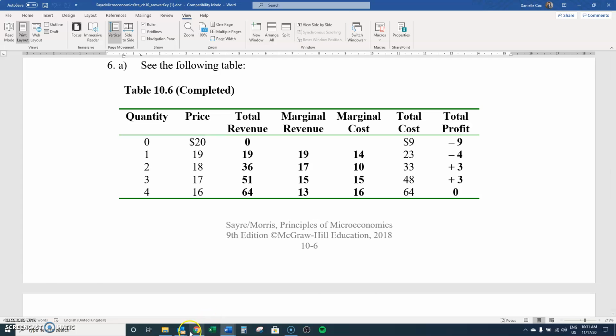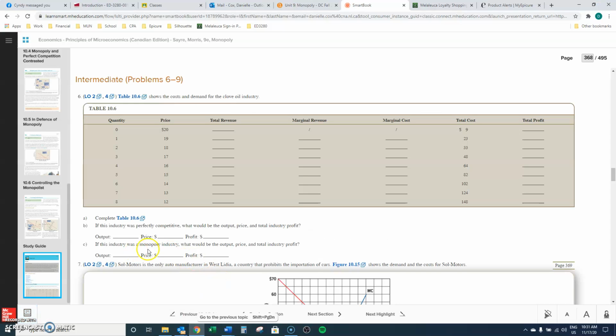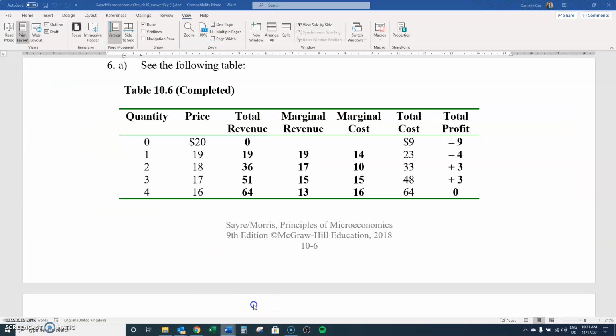Then it asks if this were a monopoly industry, with the same information. So if it were a monopoly industry, it would be where marginal cost is equal to marginal revenue. So again, you would just look at your marginal revenue and marginal cost until you come down and find them equal here. So your output at that level is 3. Your price is 17, and your profit is plus 3.